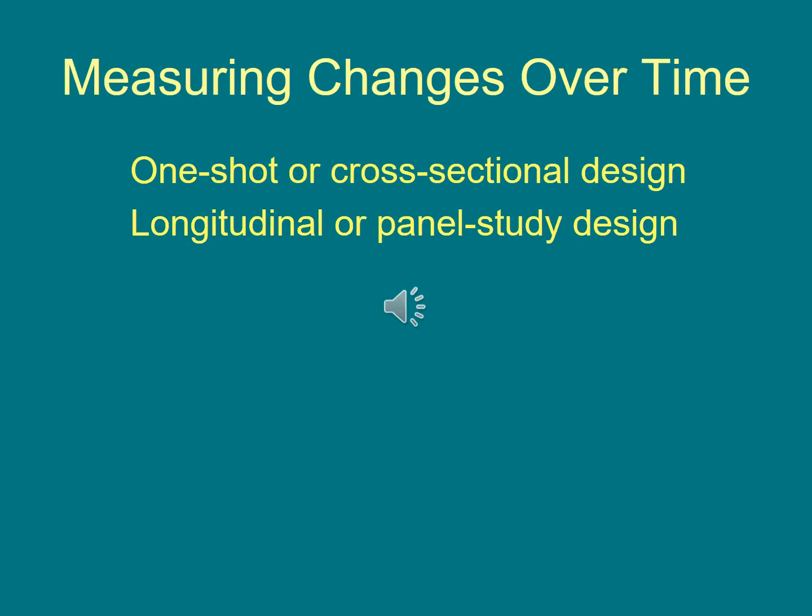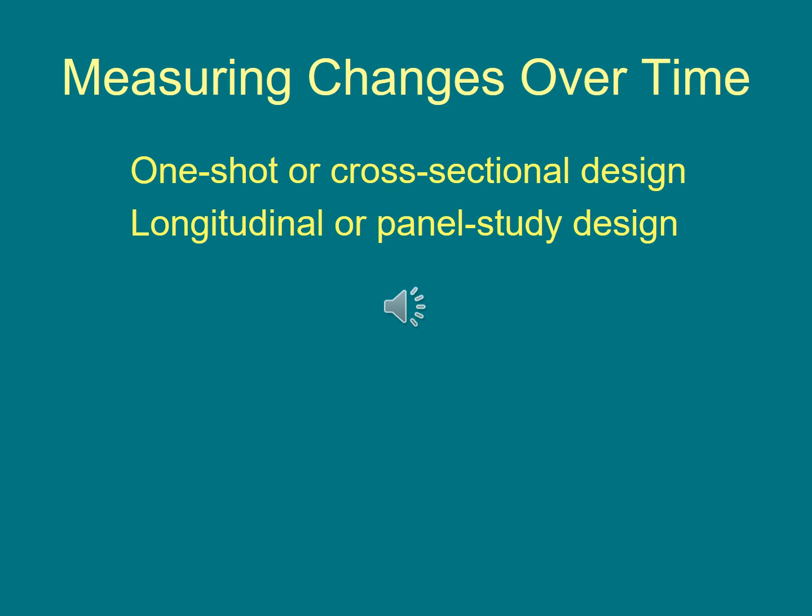Most surveys are so-called one-shot or cross-sectional design. What this means is they ask people questions at one point in time. They're pretty good at determining opinions or behaviors at that particular point in time, but they don't capture any ideas about changes over time or about cause and effect relationships.